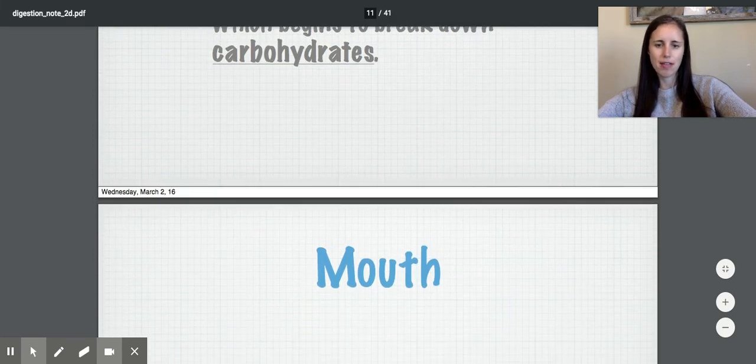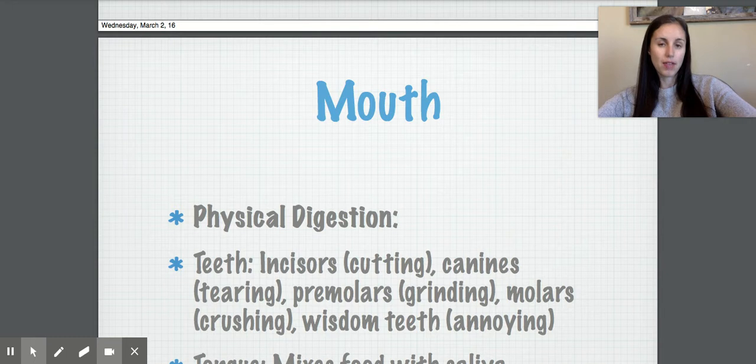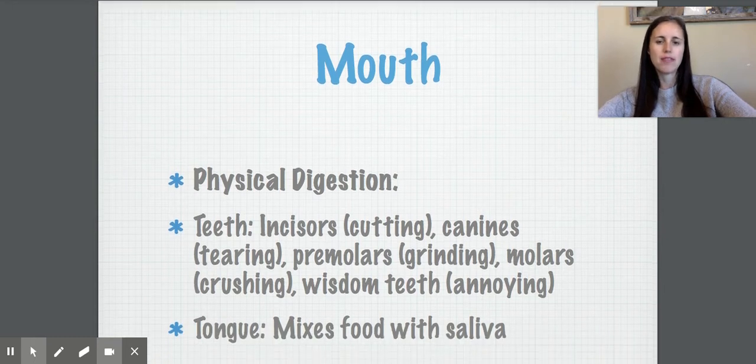So the first bit of digestion in the mouth is chemical digestion, and we're chemically breaking down carbs using saliva. The more obvious type of digestion in your mouth is physical digestion. And remember, physical digestion is any physical breaking down of food. So your teeth are going through. You have incisors for cutting, canines for tearing, premolars for grinding, molars for crushing, and you have wisdom teeth to just be annoying. Or maybe you're like me, you don't have wisdom teeth anymore, I got mine taken out. So your teeth are all going to aid in physical digestion.